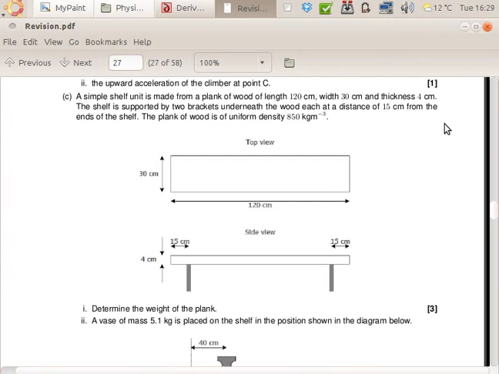C part. So you're building this shelf and you're given the density and we want the weight. So first we have to find the mass. So can you just please make note of these numbers? 30, 120 and 4 is the thickness. So 30, 120 and 4.